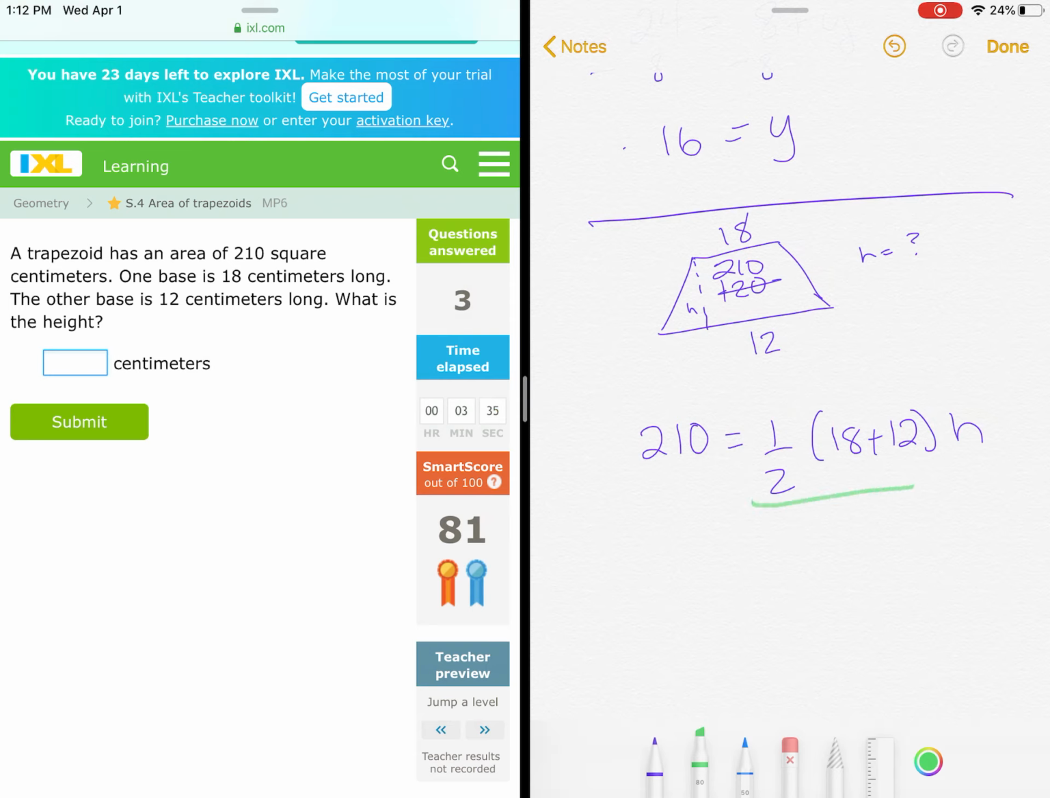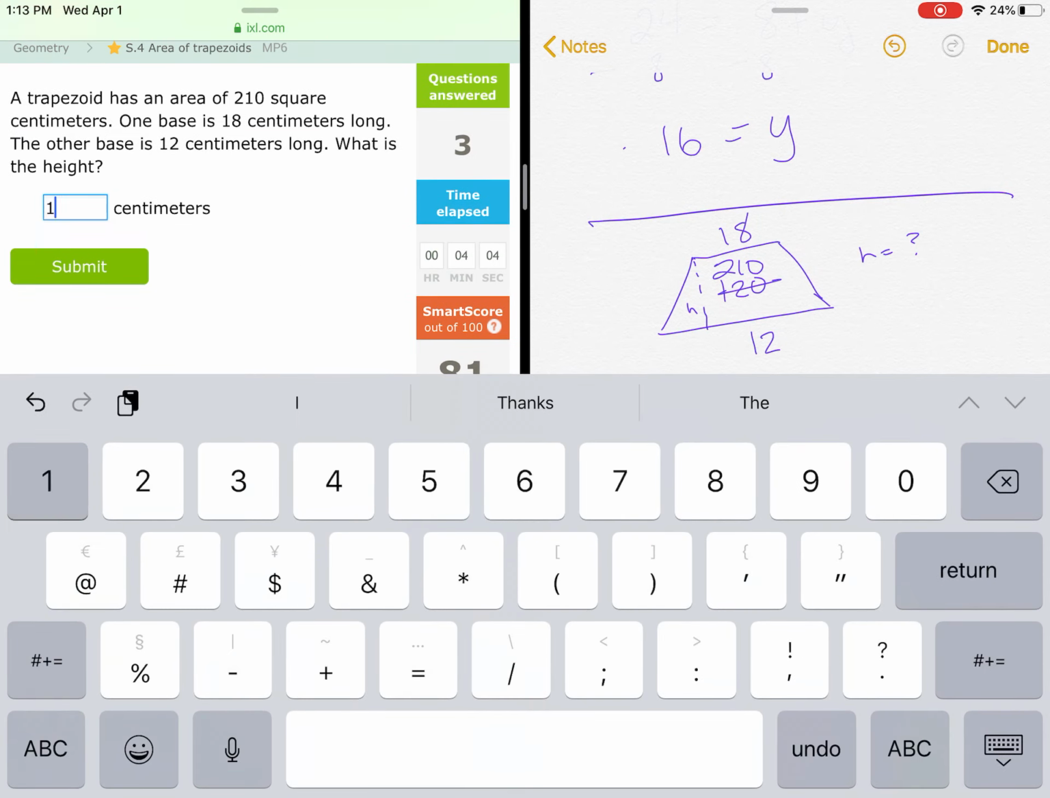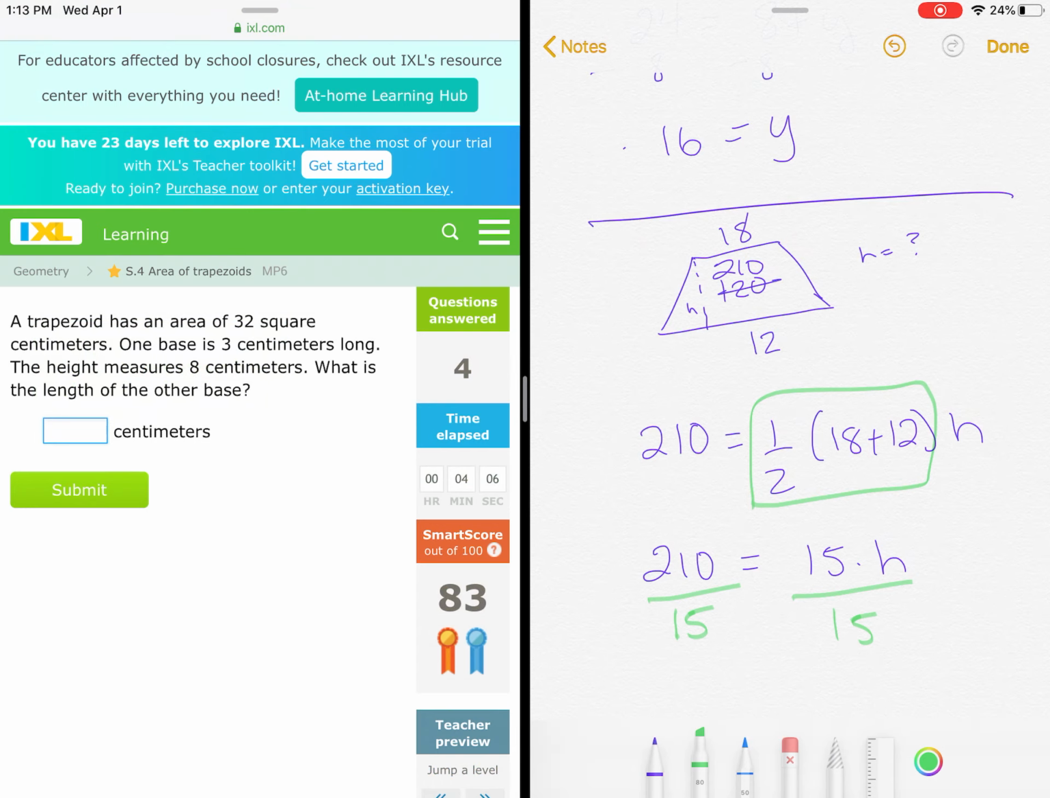All right, type this in your calculator. 18 plus 12 is 30, divided by 2 is 15. All right, and then divide by 15. If I can do this correctly, that's 14. All right, so there's trapezoids.